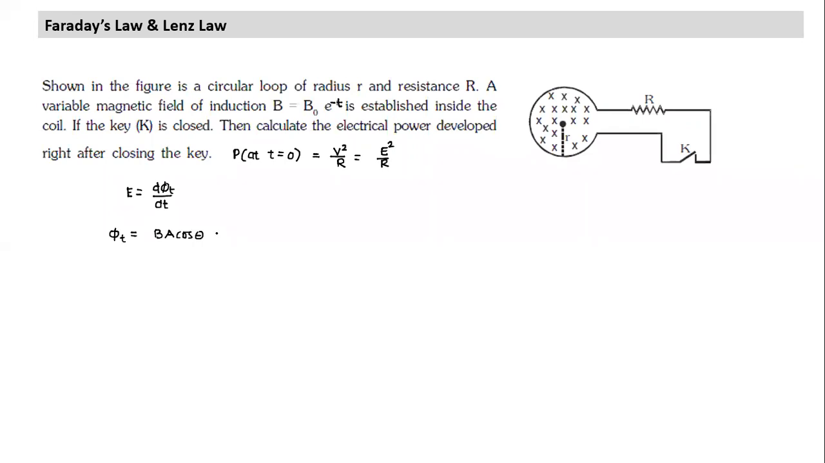So is the value of B given? Yes, the value of B is given as a function of t. So phi will also be a function of t. What is the area given? Circular loop of radius r, pi r square. And what is the angle between them? Cos theta is equal to 1. This is phi as a function of t. So can I calculate EMF induced as a function of time?